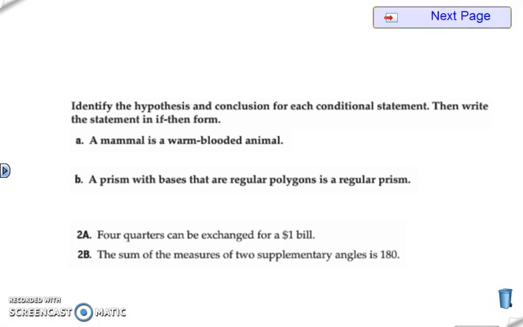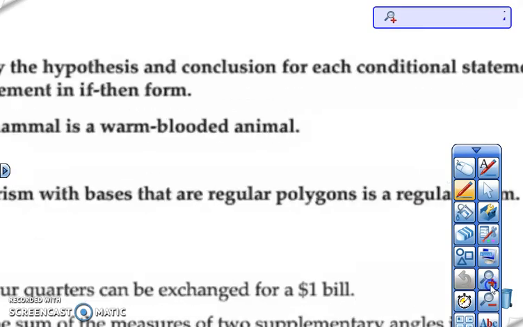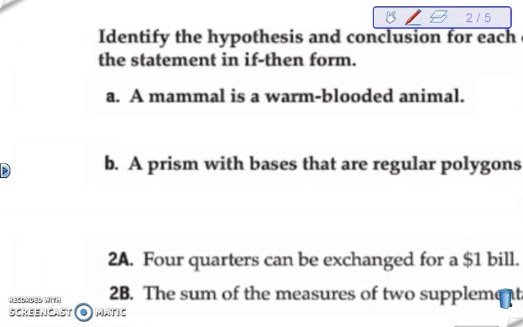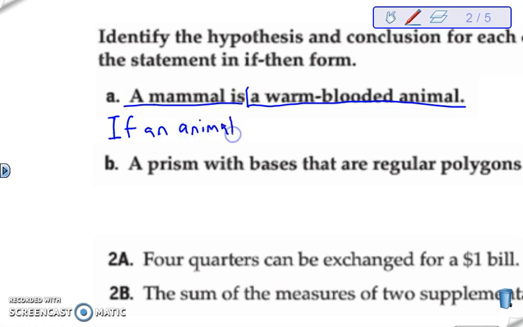Example 2, we're going to take a sentence that is not written as a conditional and rephrase it so that we do have a conditional. So basically we want to take a mammal is a warm-blooded animal and rewrite it into if-then form. So usually what we'll want to do is take the first part of the sentence as the if, and then the second part as the then. So we may need to rearrange some of the words. We may need to add in some extra words. We just want to make it so that the sentence makes sense when you read it out.